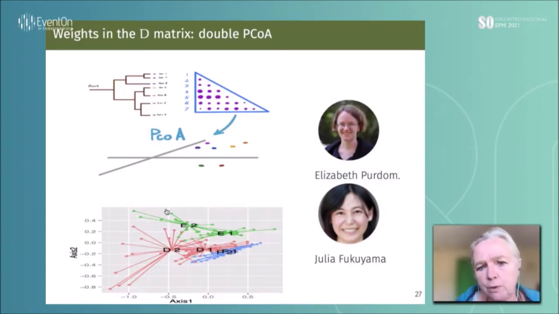This is work that I've done with two of my PhD students, Elizabeth Purdom and Julia Fukuyama. The idea is, we have prior information on the phylogenetic tree, which is a rooted, binary, semi-labeled tree. Here you have the strains, and then we have samples, and we want to represent the samples using the tree information. But the first thing we do is we take the tree, and we can compute a distance along the tree between the different strains.